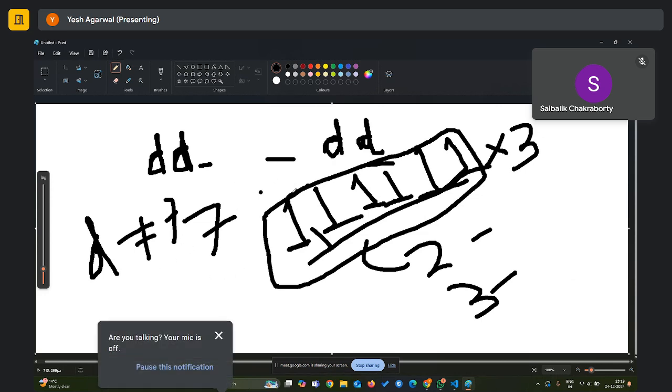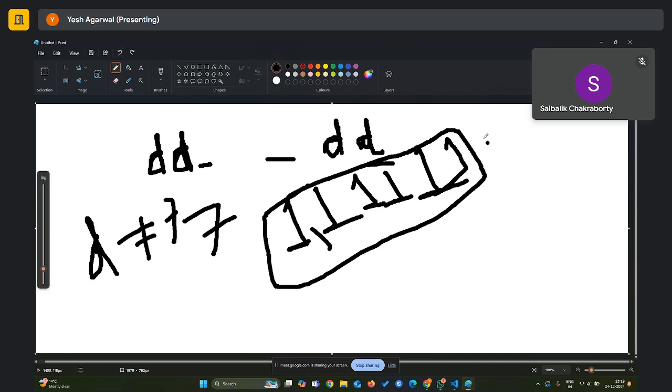Now what about digits greater than that? Of course, we can write this as, you can just multiply it by 10.